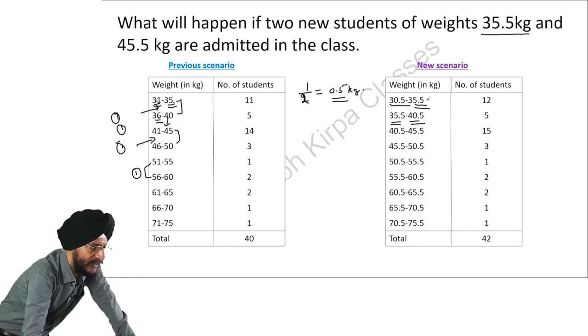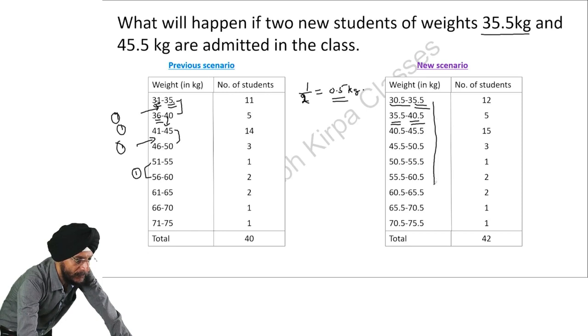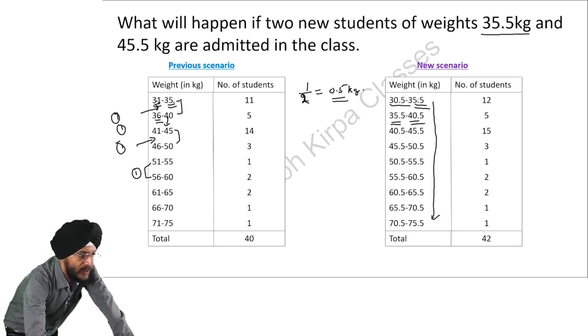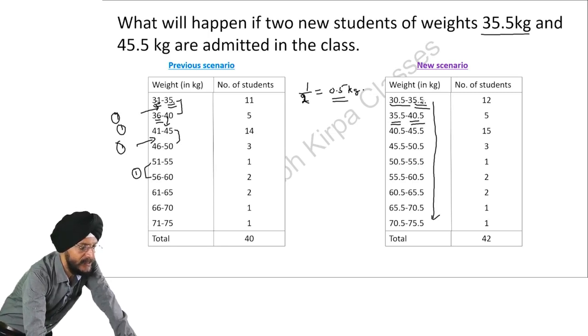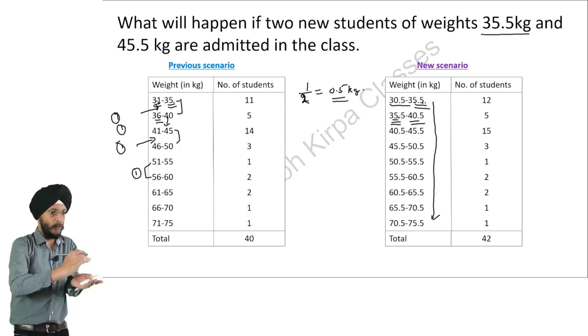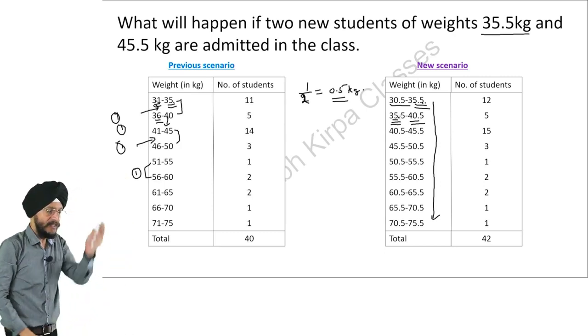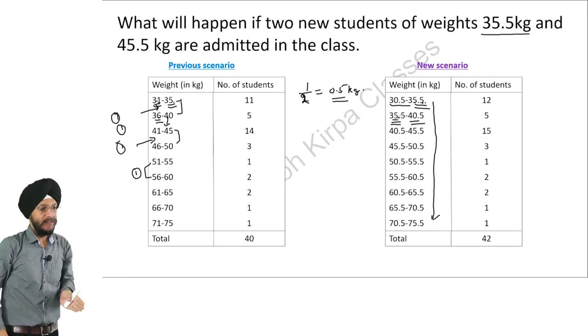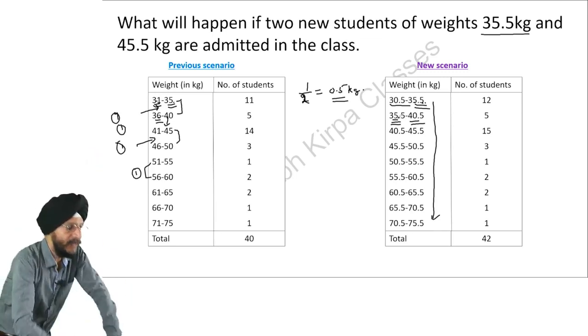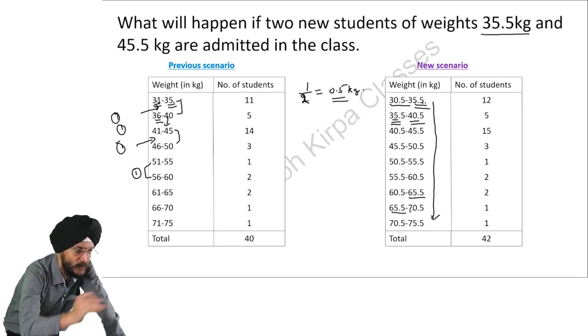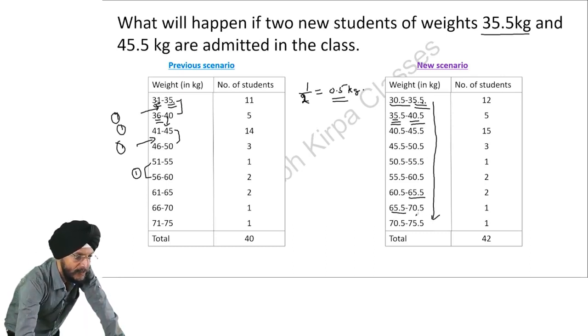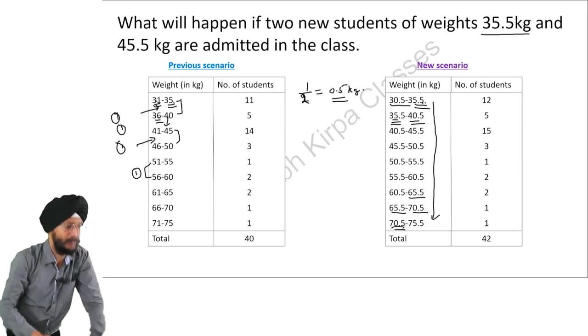So you can see that now this becomes continuous, and 35.5, which is the upper class limit in this group, becomes the lower class limit in the next class group. So this becomes continuous weights. There is no gap between any of the figures. 65.5, now again the next group starts with 65.5. This group ends with 75.5 and the next group starts with 75.5.